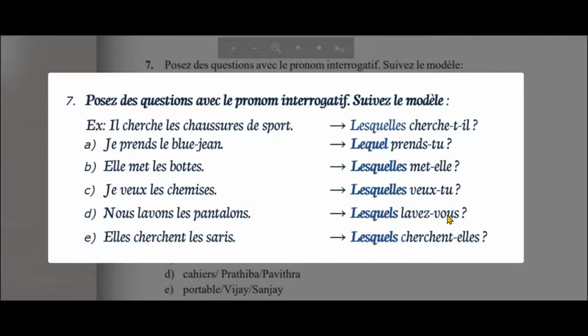Lesquels lavez-vous? Last one, she is looking out for the saris, or she is searching for the saris. Saris, masculine plural. Therefore, you have to use lesquels. Which ones are they searching for? So, they are searching for the saris. So, which ones are they searching for?